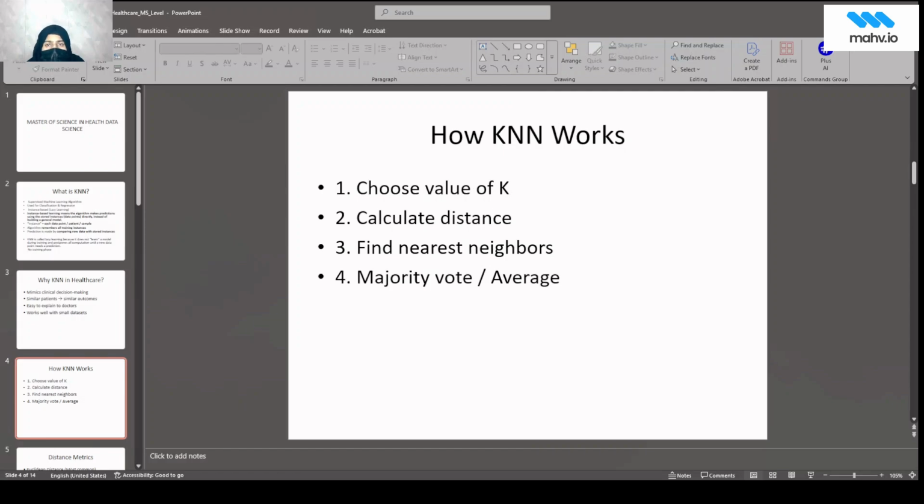Now, how does KNN work? First of all, we choose the value of K. What does K mean? It is how many nearest neighbors you want from your observed data point. Then we calculate the distance, find the nearest neighbors, and after that we do majority voting or averaging.